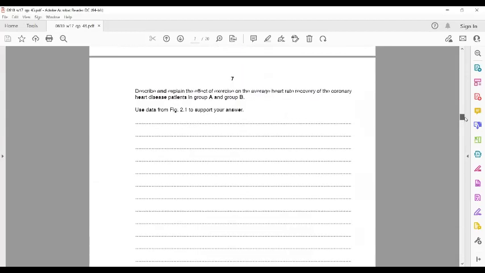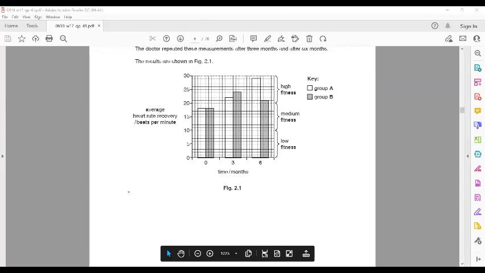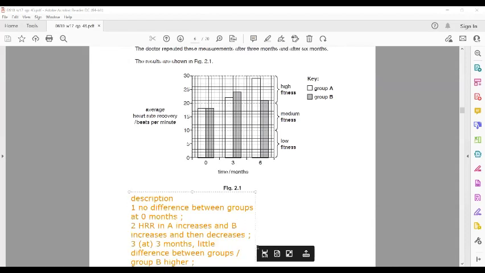I just want to first read the question. Describe and explain the effect of exercise on the average heart rate recovery of the coronary heart disease patients in group A and B. So just look at this. I don't read the question anymore. I don't need it. I just need to interpret this diagram and compare group A to B. How do I do that? I use data here. So okay, I want to write down the possible answers given here, and then we discuss together.